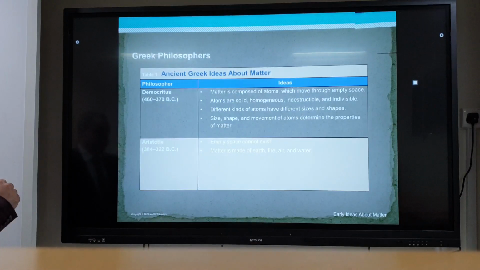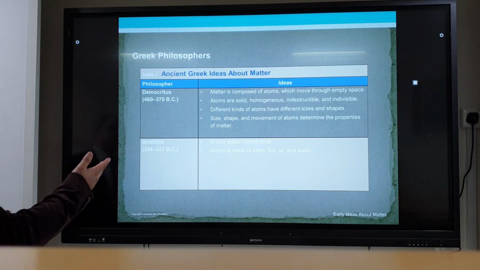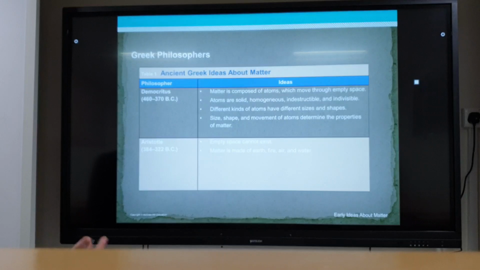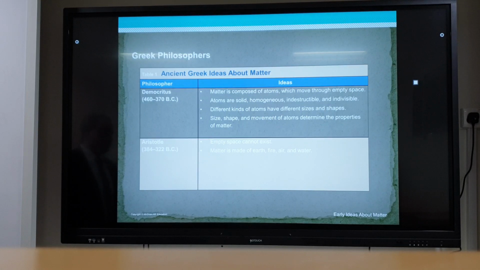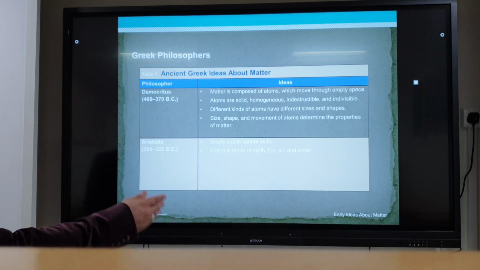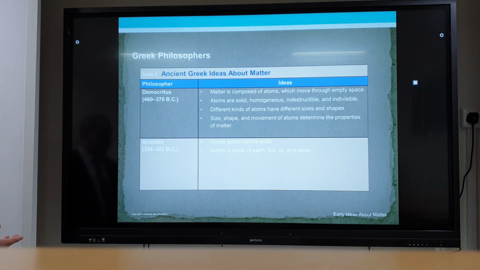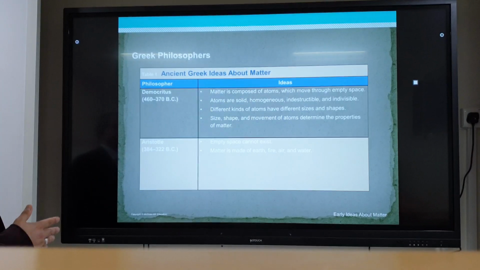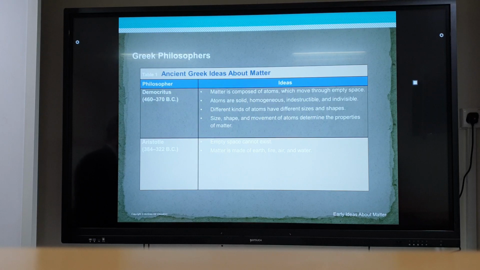After that, the ancient Greeks' ideas about matter. Democritus: matter is composed of atoms which move through empty space. Atoms are solid, homogeneous, indestructible, and invisible. Different kinds of atoms have different sizes and shapes. The size, shape, and movement of atoms determine the properties of matter. Aristotle said that empty space cannot exist. Matter is made of earth, fire, air, and water.